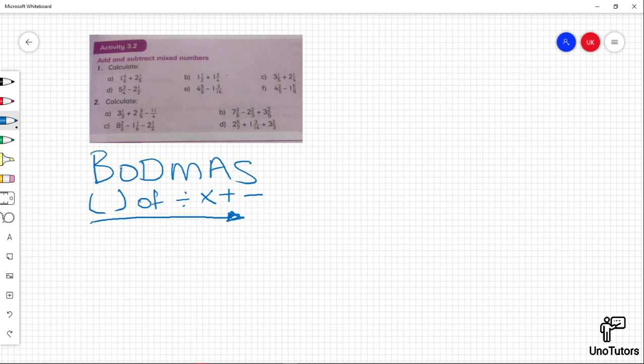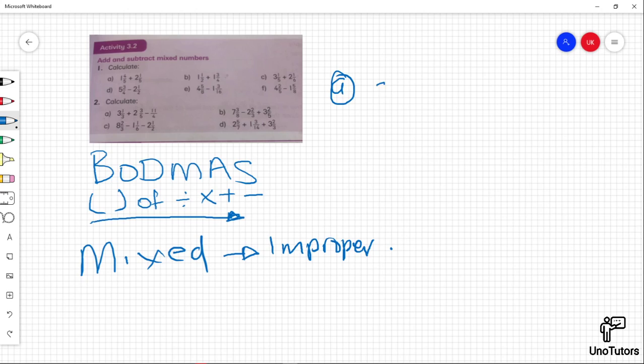When it comes to mixed fractions, the best way to go about it is to turn the mixed fractions into improper fractions. All right, so let's look at number 1, for example, which is a.